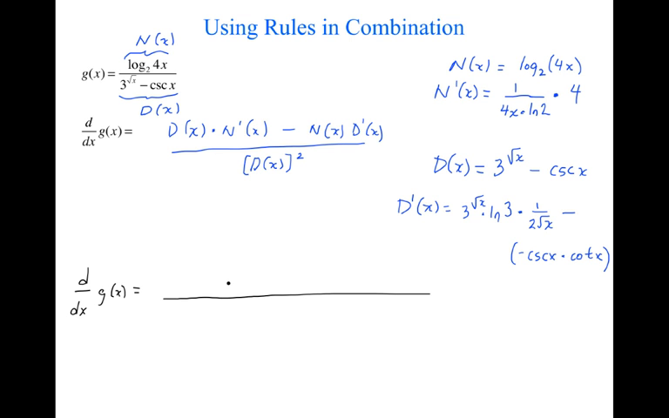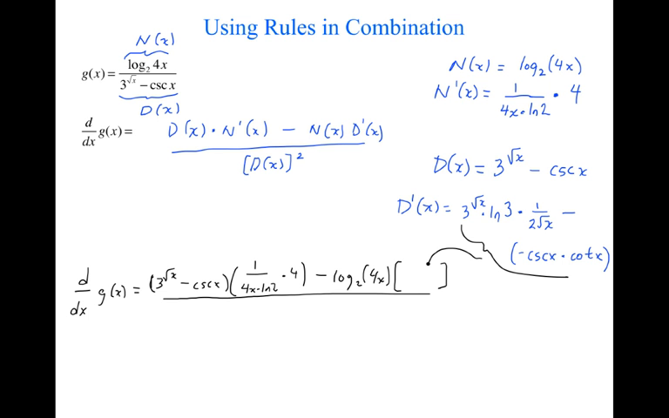Here we go. D of x is? So low, D high, minus, high, D low, which is this whole thing. I'm going to cheat. Over low squared.